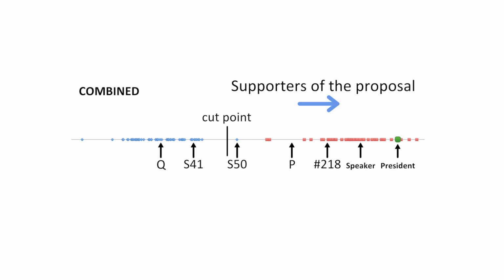The most likely way for a bill to become a law is to get all of these pivots on the same side of the cut point. But the thing you have to remember is that you cannot really move these pivots. You don't get to pick your pivots.